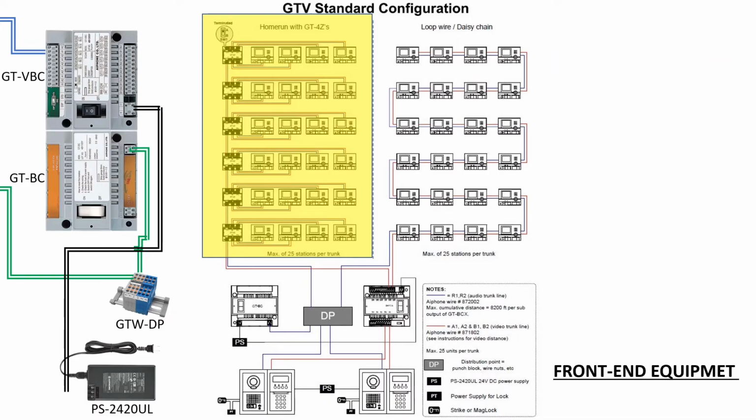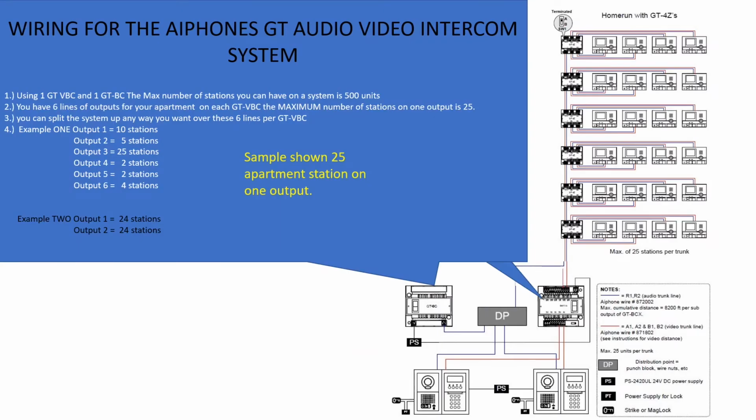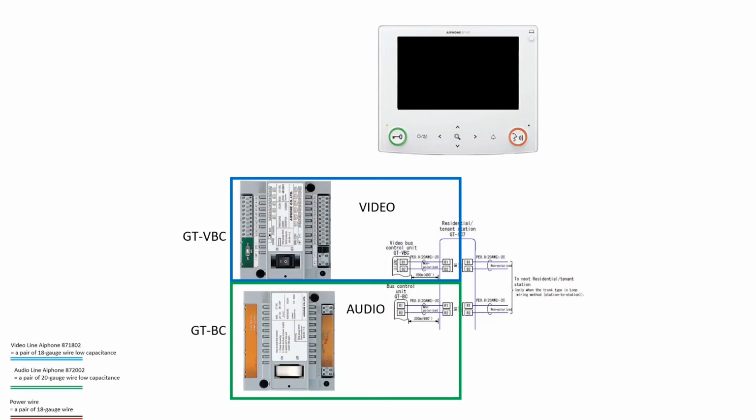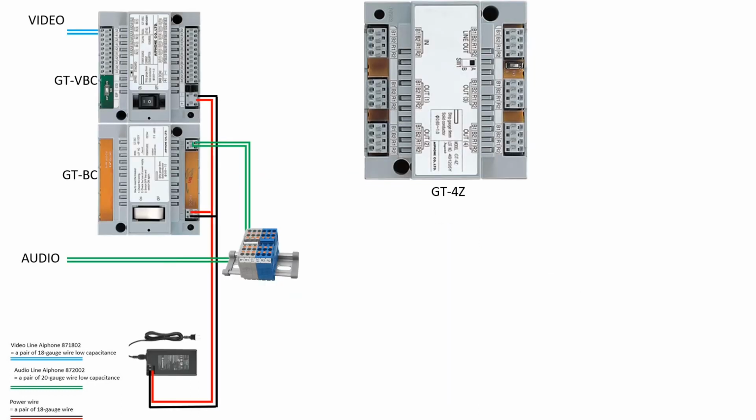Now we're going to take a look on how to use the home run method to wire the GT system. The same rules apply with the home run system as it does with the loop system. You cannot go over 25 apartments on an individual trunk line. We're going to be utilizing B1 and B2, which is the video trunk line connectors, and R1 and R2, which is the audio connectors for the tenant stations.